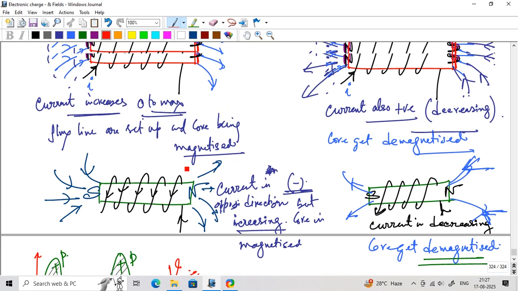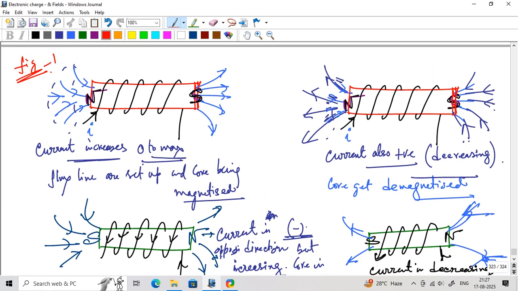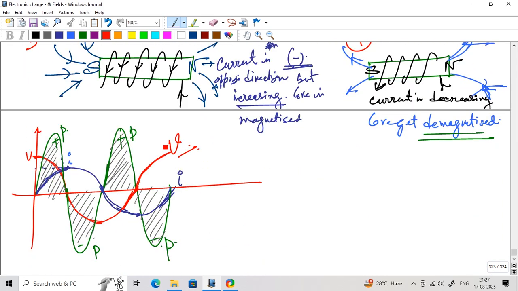There are four figures, figure 1, figure 2, figure 3 and this figure 4, and there's a graphical representation.